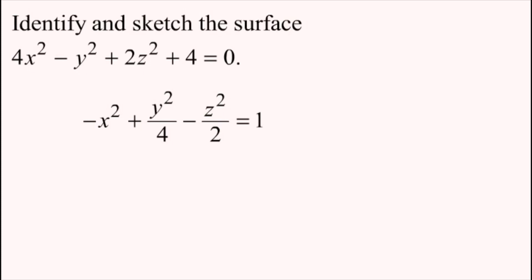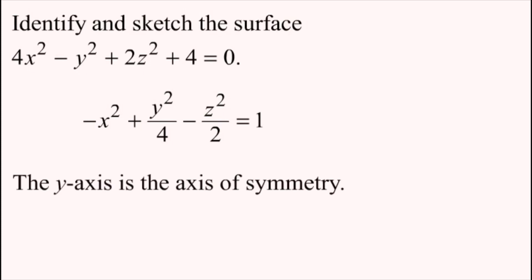And once we have it in this form, we will notice that our y-axis is the axis of symmetry. And that's because we have the odd-signed term being the y term. We'll also notice that this is a hyperboloid of two sheets, and that's because there are two negatives. If two of the terms had sign positive, then we would have a hyperboloid of one sheet. And, of course, there's also the degenerative case, the cone, the double cone. OK, so we have our axis of symmetry.